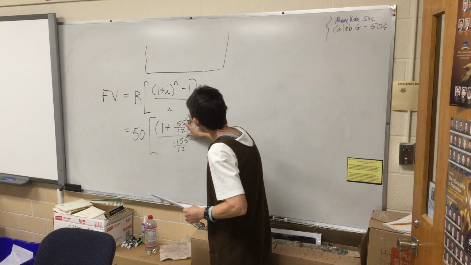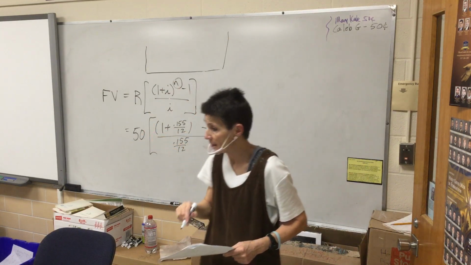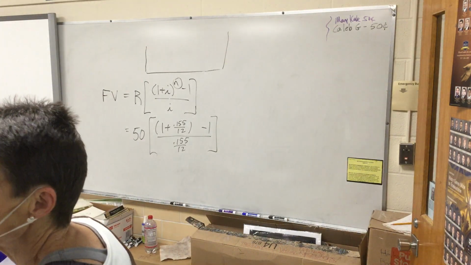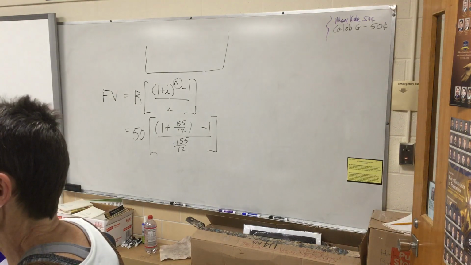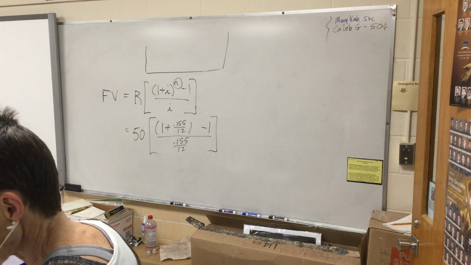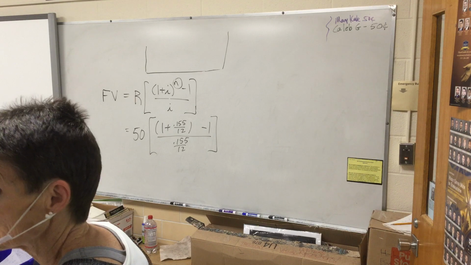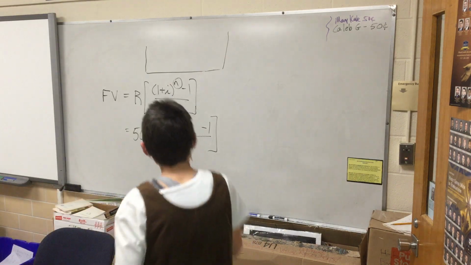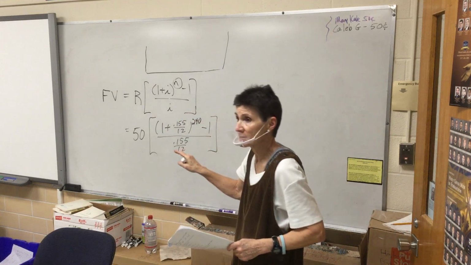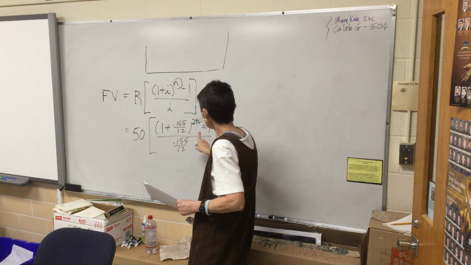Now, N in this formula, N is the total number of payments over the life of the problem. So he's making monthly payments for 20 years. So what's that exponent going to be? 20 times 12, 240. And in this formula, that's positive. You want to pay attention to that. In the other formula, your exponent is negative, but this one's positive.